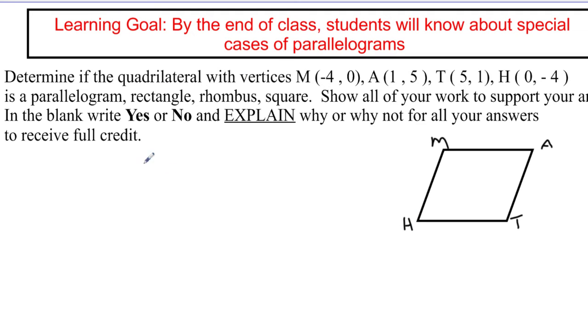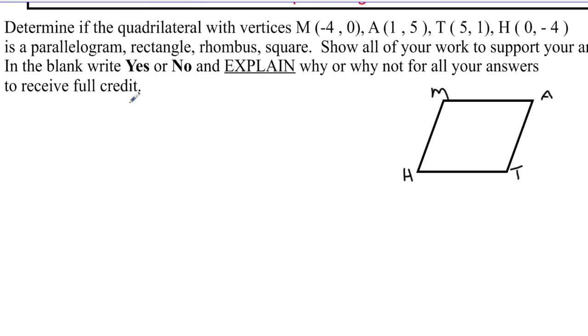Okay? So if I'm looking at this, I need to first take a look at this and say, is this a parallelogram? And so the way we're going to do that is to use the definition of parallelogram, which says that both pairs of opposite sides should be parallel to each other. So I need to show that MA and HT are parallel lines.